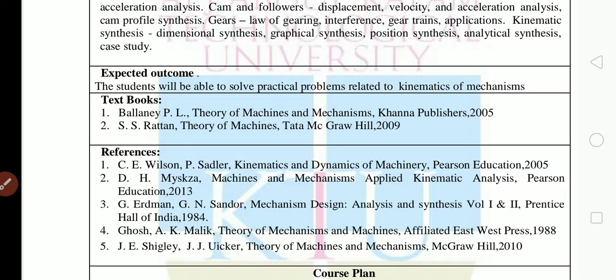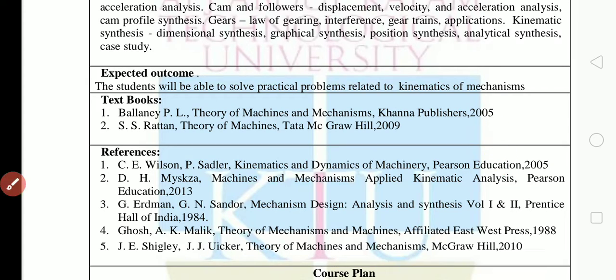Then next, you can see the textbooks. So you have the textbooks, and various reference textbooks are also given. The textbooks are: first, Bellani, PL, Theory of Machines and Mechanisms, Kanna Publications, and SS Rathan, Theory of Machines, Tata McGraw-Hill Publications. So these are the textbooks mentioned in the syllabus, and you have various reference books also, which include 4 other textbooks. You can go through these reference books to understand the concept more. So you can go through these textbooks and reference books for this particular course.